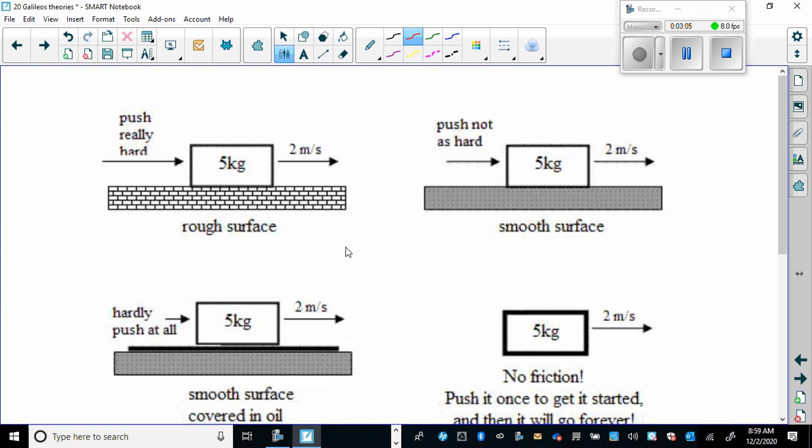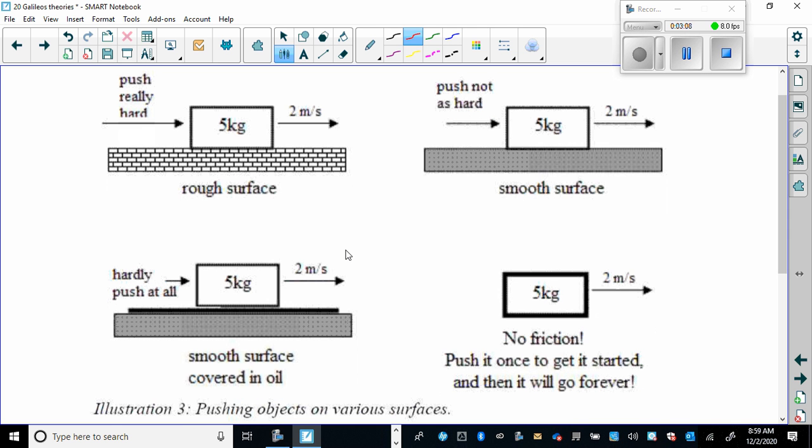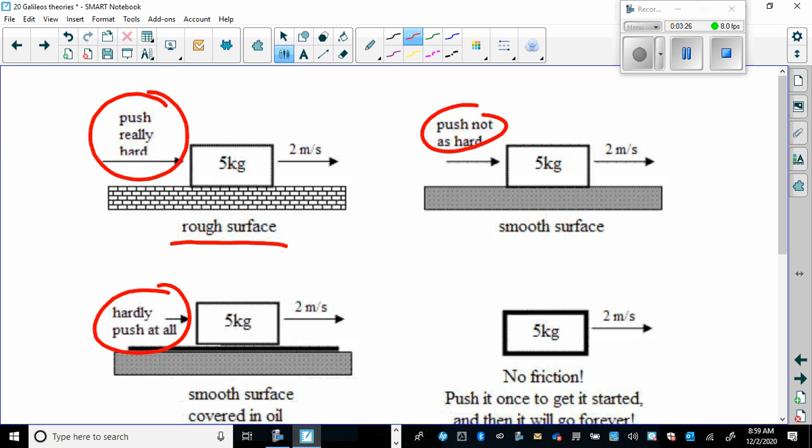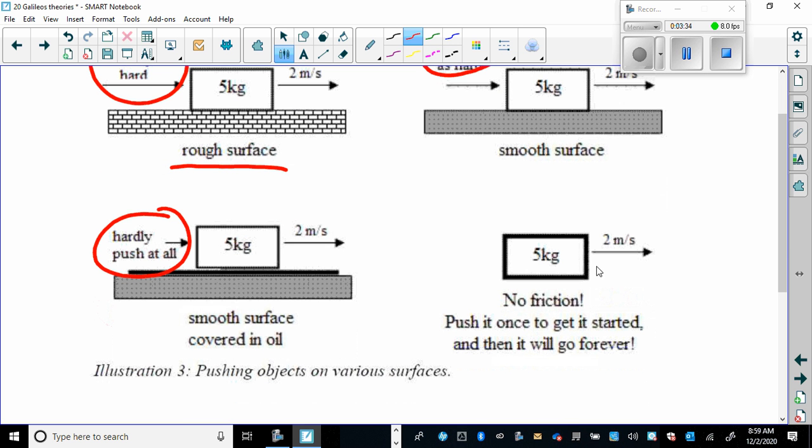And then the last example we have in lesson 20 is, again, just something for you to consider. If you have a 5-kilogram object on a rough surface, you need a lot of force to push it. If it's a smooth surface, you need not as much force. If it's a really smooth surface covered in oil, you hardly have to push it at all. Or think of a hockey puck on an ice rink. As soon as you set that thing in motion, it goes a long way before friction slows it down. If there's no friction, once you push it, once you get it started, it's just going to go on forever because there's nothing to make it stop moving.